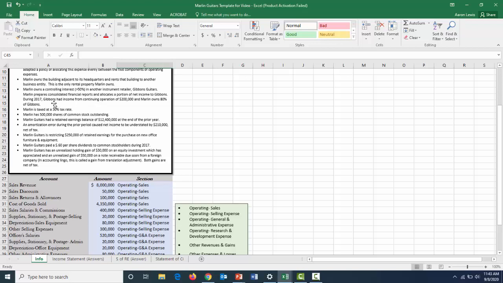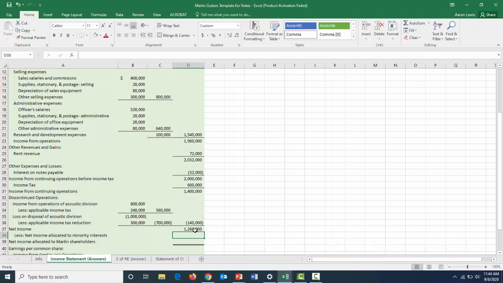Well, bottom line, during 2017, Gibbons had income from continuing operations of $200,000. And we reported that whole $200,000 into our net income. But all $200,000 doesn't get to go to our shareholders because we only own 80% of the company, which means the other 20% of that $200,000 is income which is attributable or can be allocated to these non-controlling interests. So what we got to do over here on our income statement is figure out that, okay, we got 80% of that 200,000, which means 20% is going to these other interests.